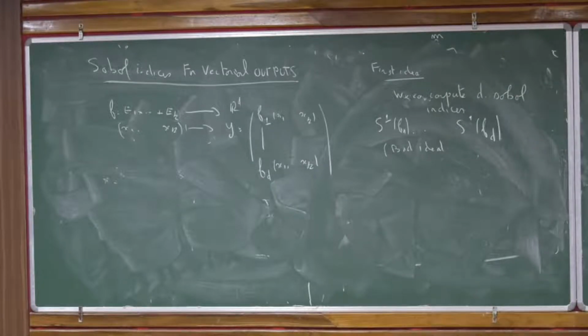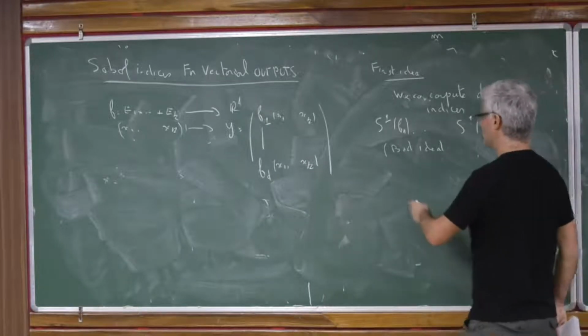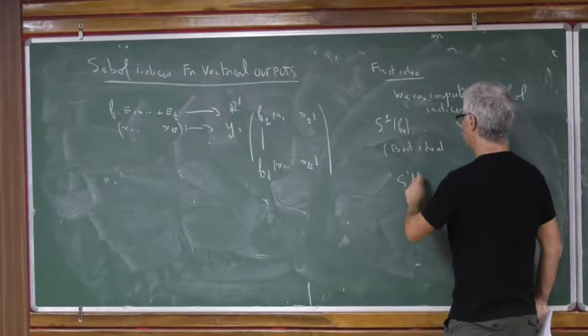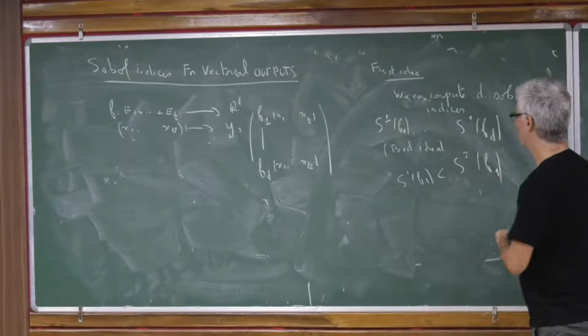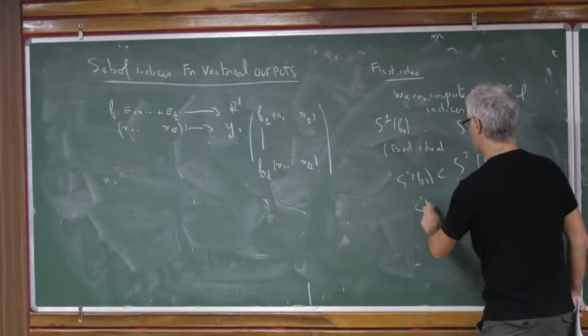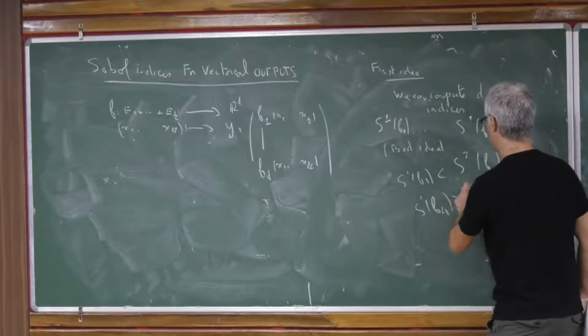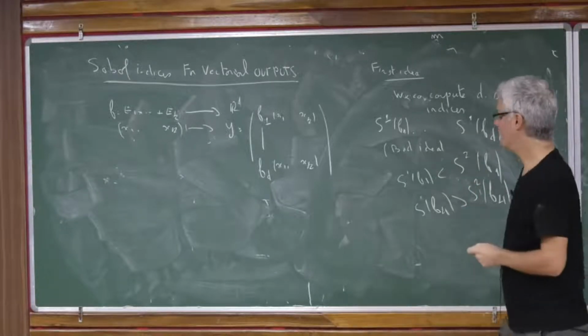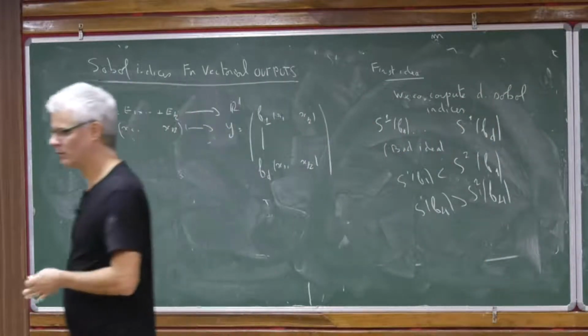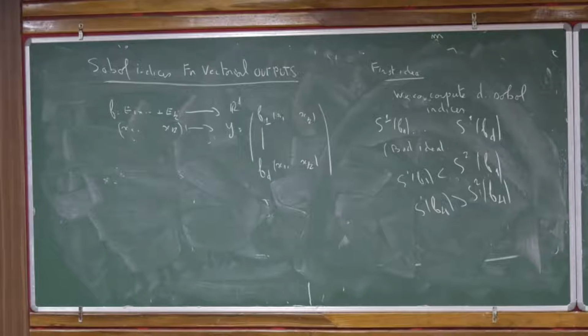This is not a good idea because here you don't take into account the correlation of the output. And in addition, if you find that S1 is less than S2 for the first output, but S1 of F4 is larger than S2 of F4, what can you say? Would you say that X1 is more influent than X2 or not?